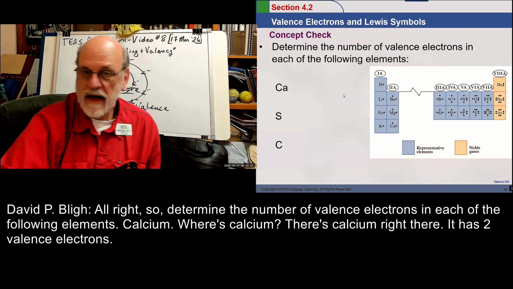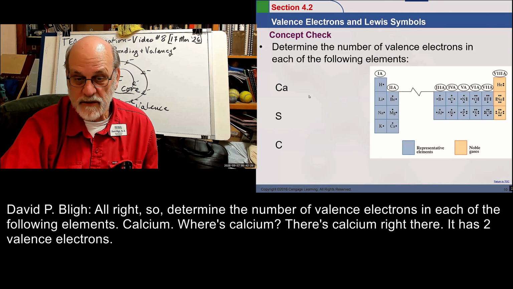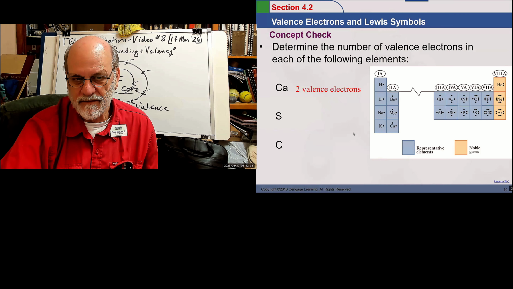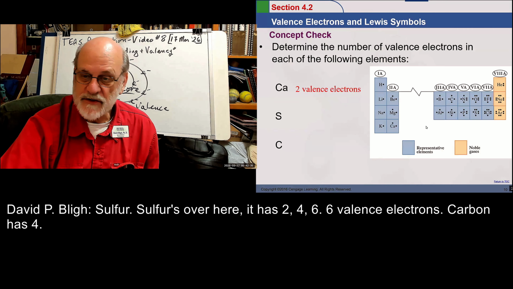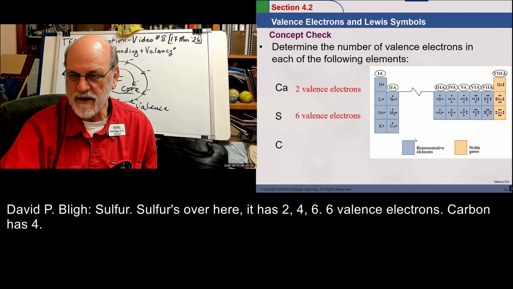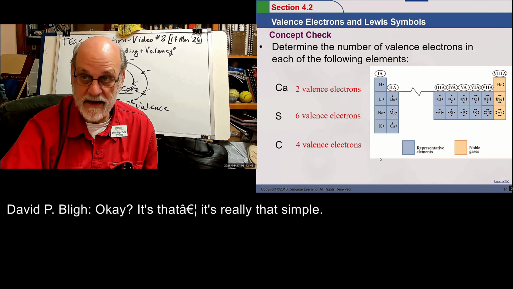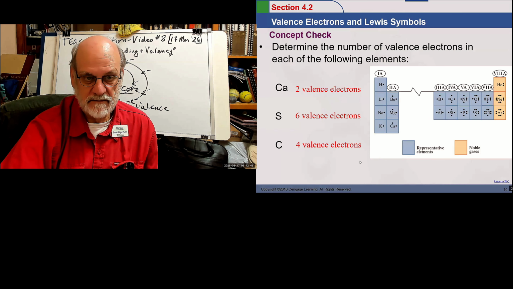All right, so determine the number of valence electrons in each of the following elements. Calcium, where's calcium? There's calcium right there. It has 2 valence electrons. Okay. Sulfur's over here. It has 2, 4, 6 valence electrons. Carbon has 4. Okay, it's really that simple.